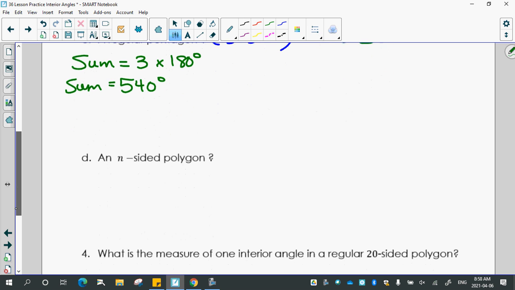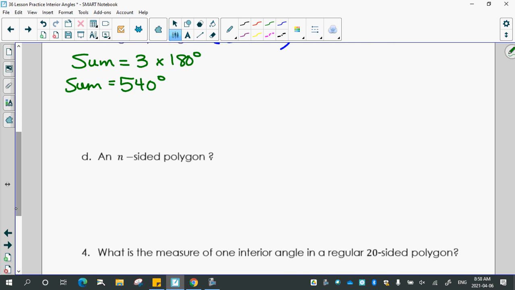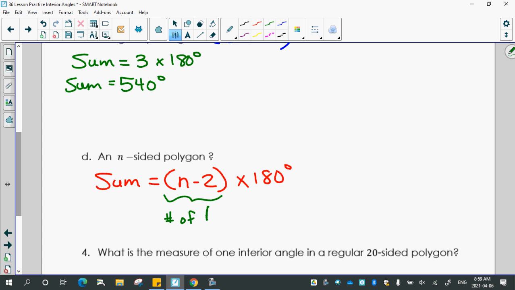And an n-sided polygon. So here's where we're going to make our formula. How could I make a formula where I just have to plug n in no matter what number it is and I would get the sum of the angles? In brackets, n minus 2, yep, and then 180 degrees. Perfect. The sum of the angles is n minus 2 times 180 degrees. So n minus 2 represents the number of triangles, and then each triangle is worth 180 degrees.